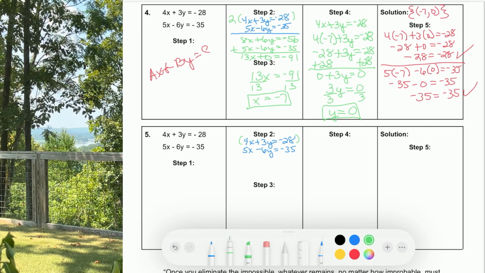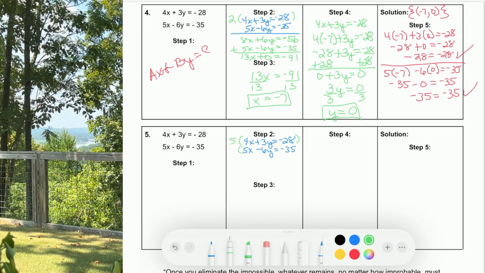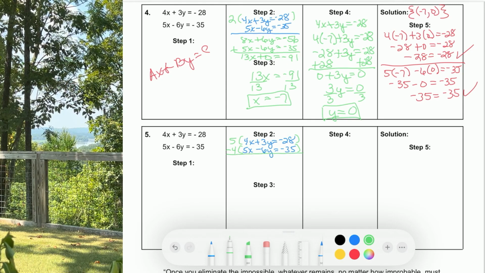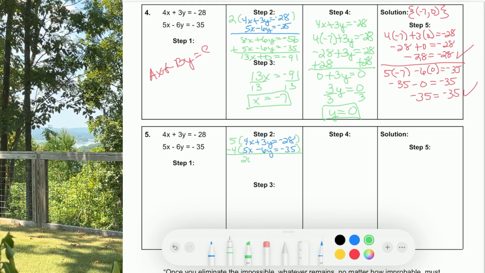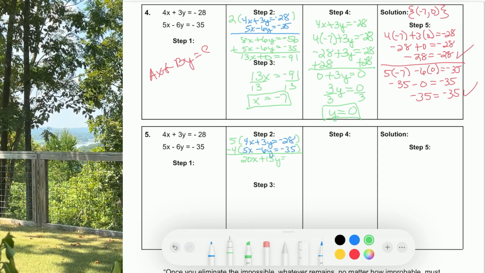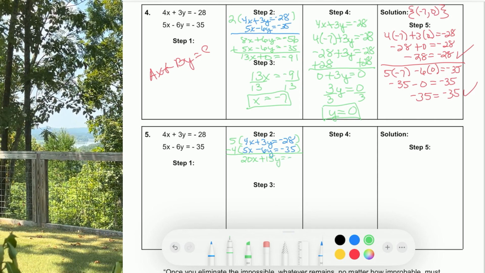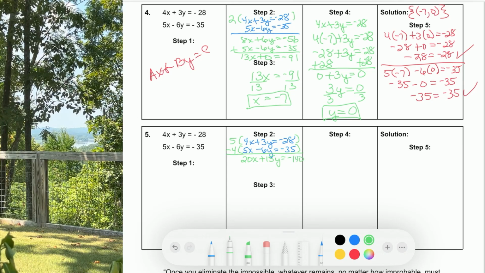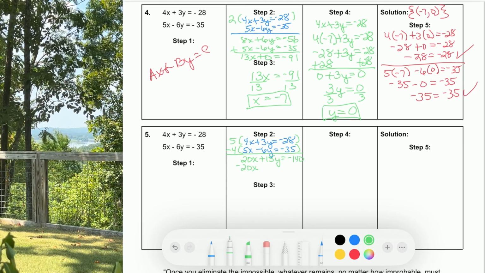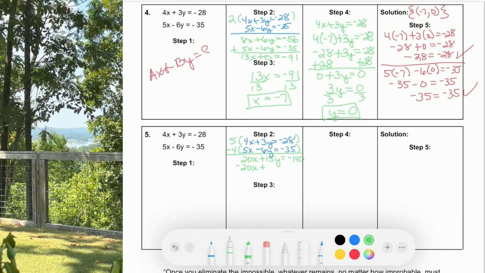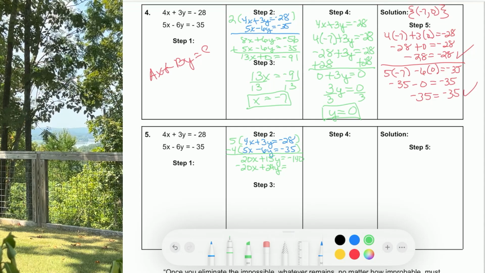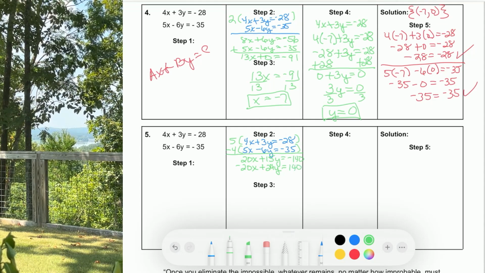So the top I'm going to multiply by 5. The second equation I'm going to multiply by a negative 4 so that we get that negative 20 there. 5 times 4 is 20x. 5 times 3 is 15. And then 5 times negative 28 is a negative 140. Negative 4 times 5x is a negative 20x. Negative 4 times negative 6 is a positive 24y. And then negative 4 times negative 35 is a positive 140.